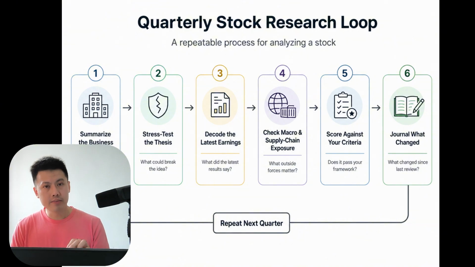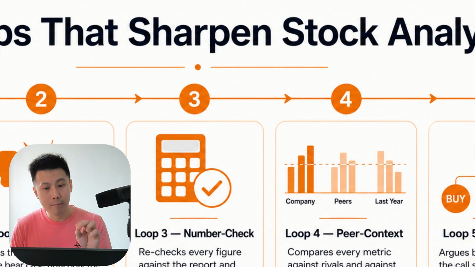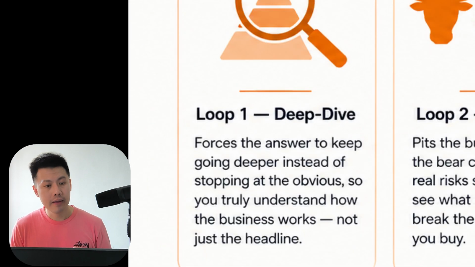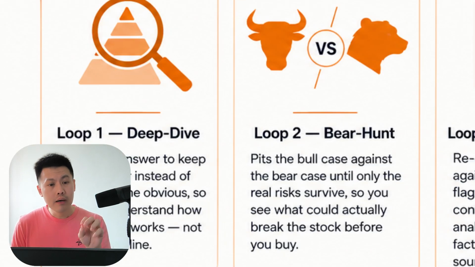And for stock investment, right, there are 5 loop engineering types that you must know in stock investing, right? So the first one, loop number 1, deep dive, which will force the answer to keep going deeper instead of stopping at the obvious. So you truly understand how the business really works and not just the headline. Loop number 2, bear hunt. So pit the bull case against the bear case until only the real risks survive. Okay, so you see what could actually break the stock before you invest.